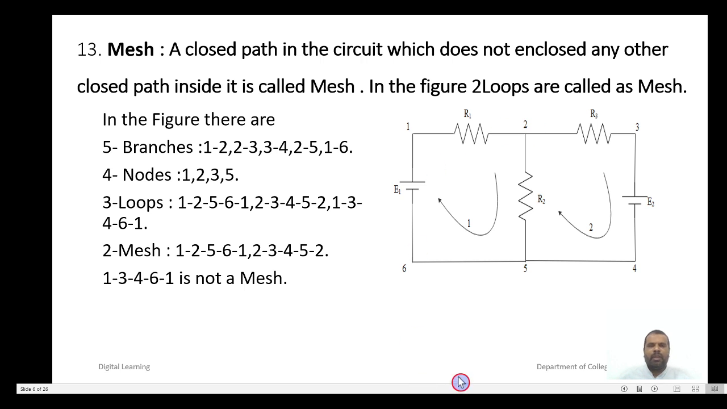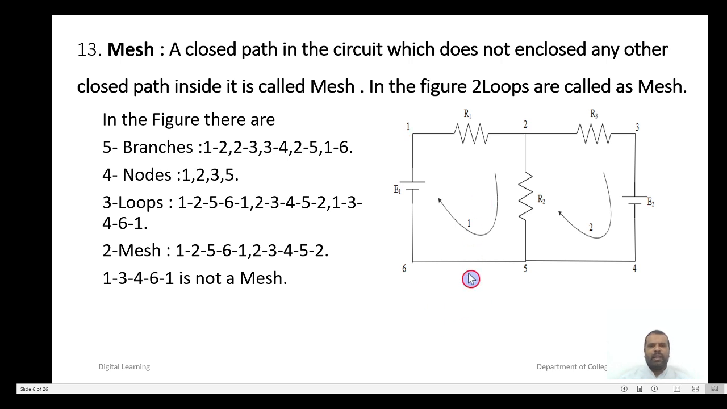There are 3 loops in the given circuit. The first loop is 1, 2, 5, 6, 1. 2, 3, 4, 5, 2 is the second loop. 1, 3, 4, 6, 1 is the third loop.